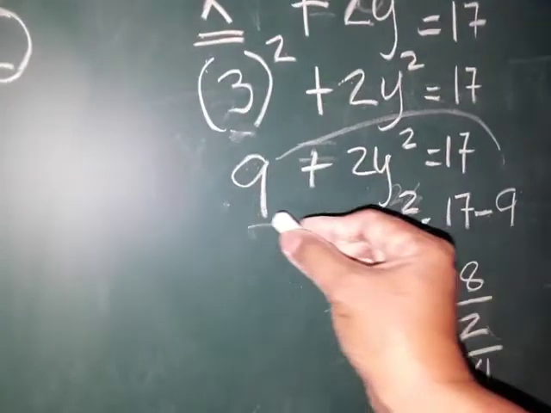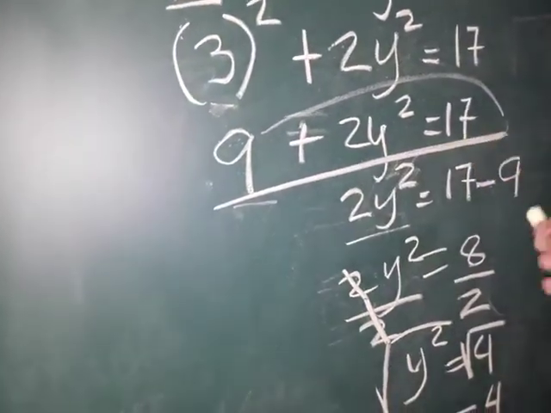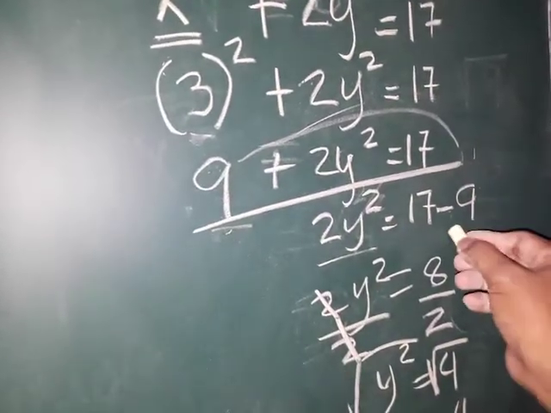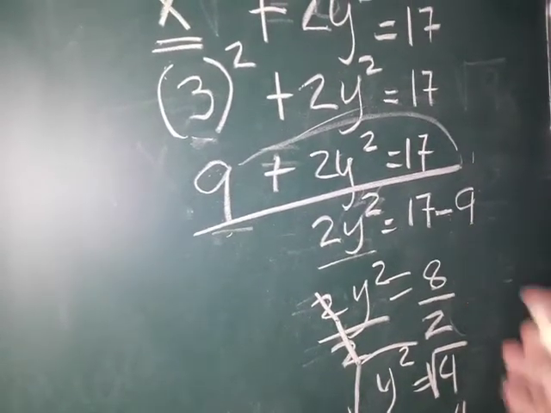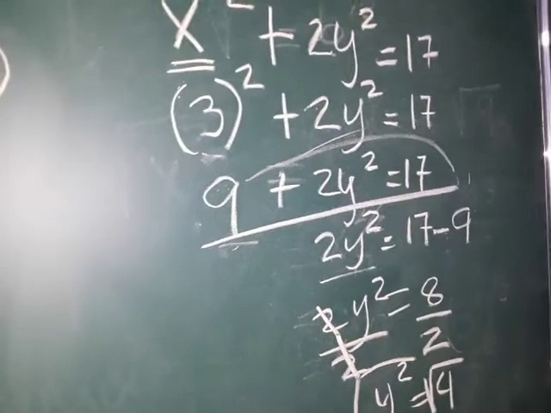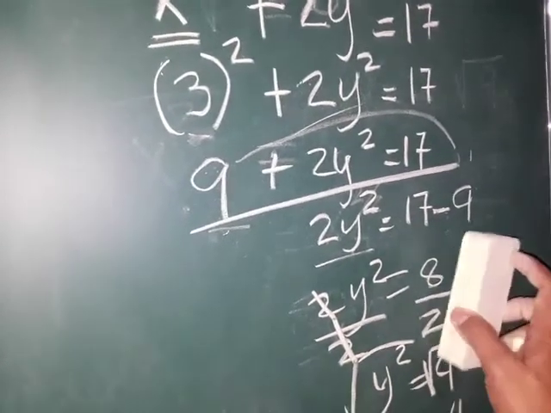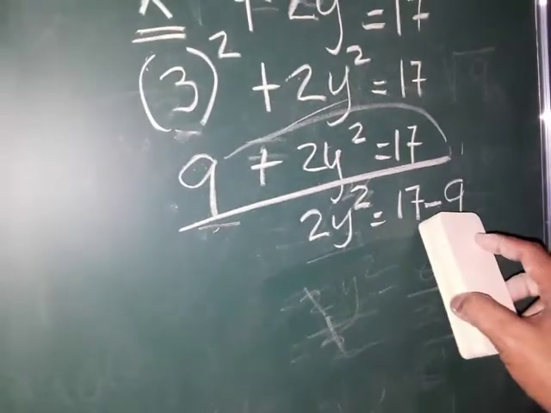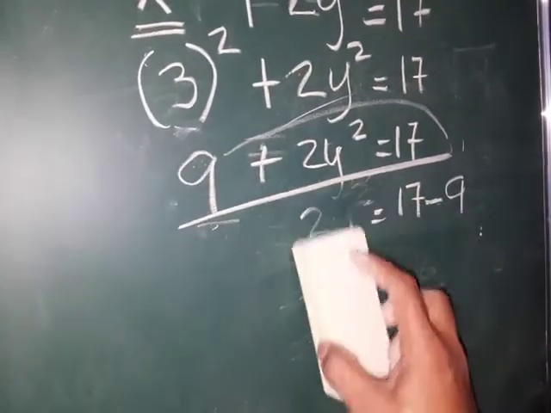How come that 9, if you transpose it to the other side, it becomes negative 9? Okay, just a short review. So, can I erase this now? So, how come this becomes like this?